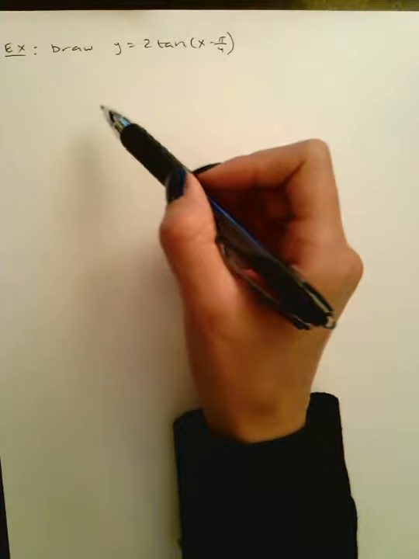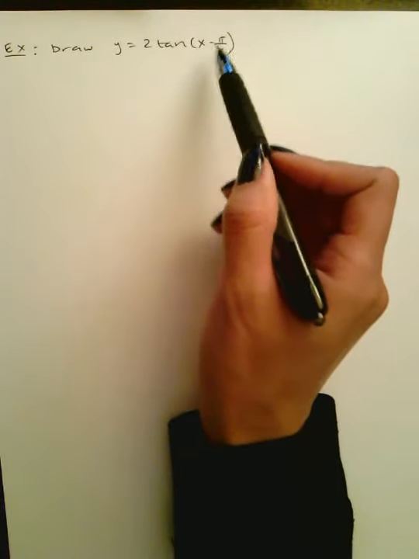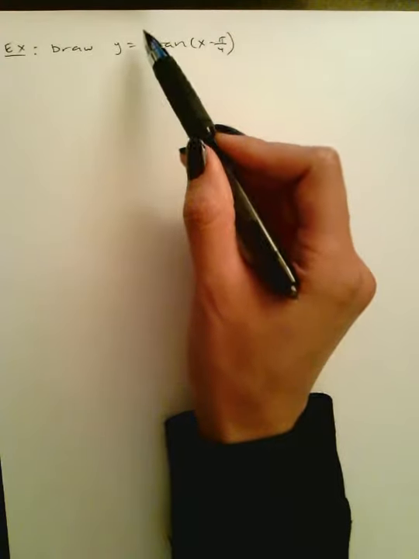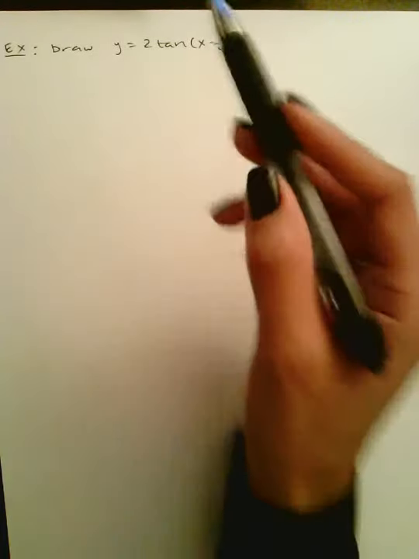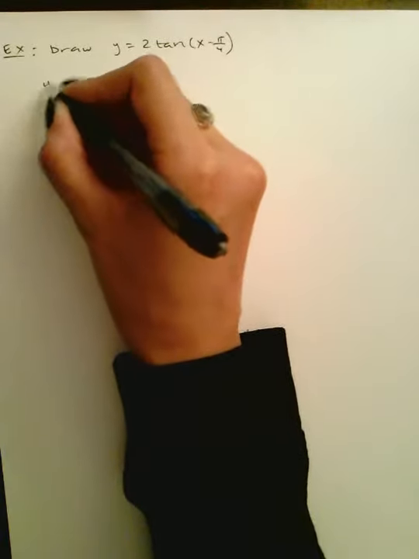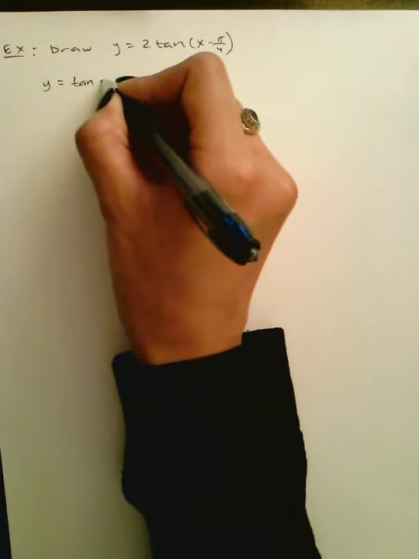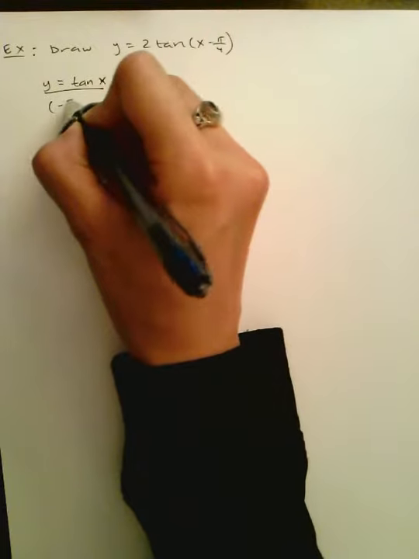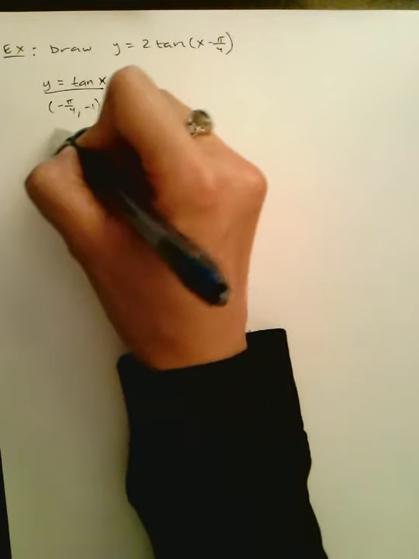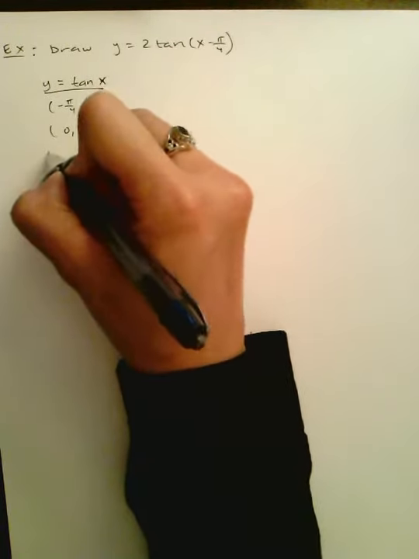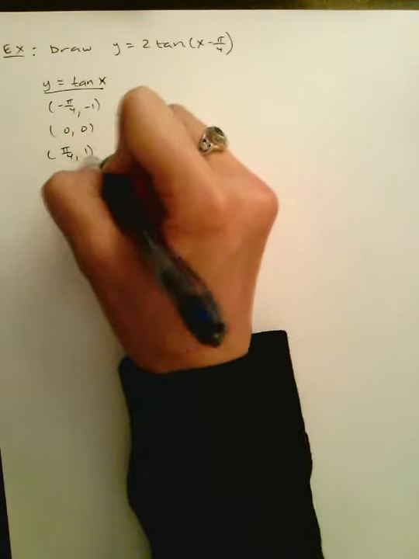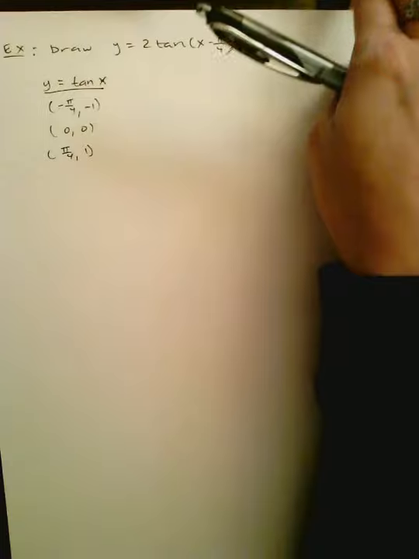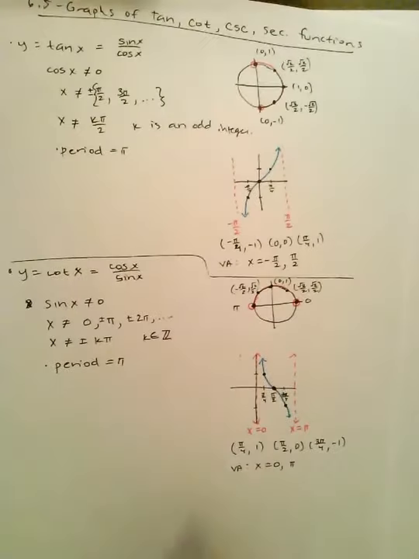What this function does is it has a shift to the right of pi over 4, and it has a stretch on the y's of 2. So let's start with the original tangent function. This is y equals tangent of x, and I'm going to start with the points negative pi over 4, negative 1; 0, 0; and pi over 4, 1. These are the basic points that we came up with when we were graphing the tangent function.